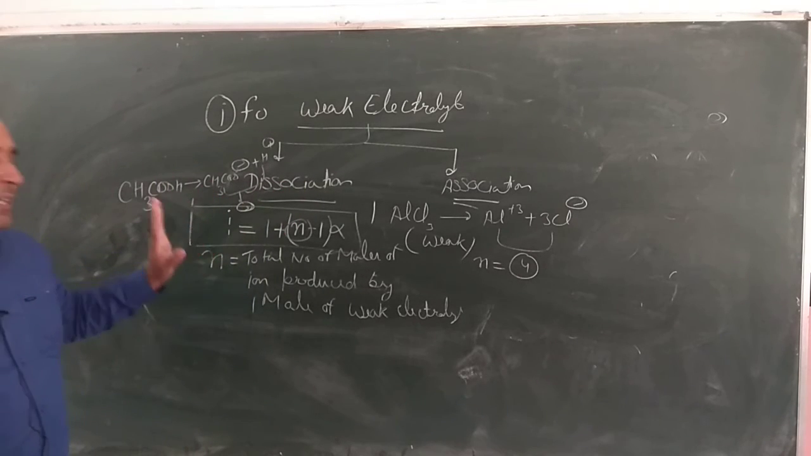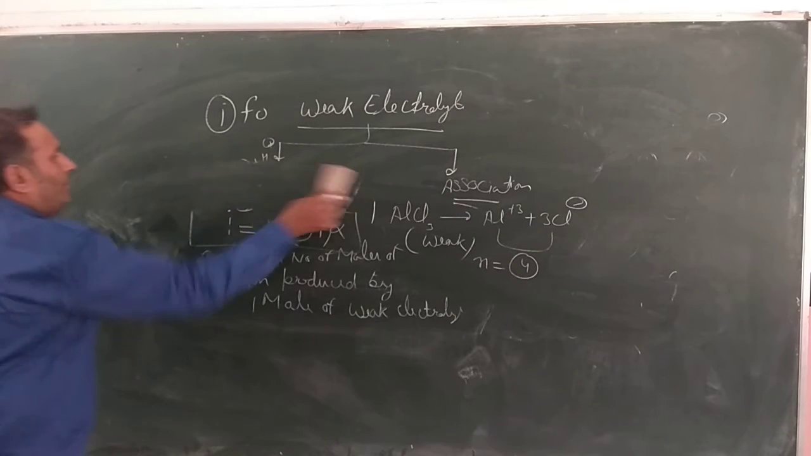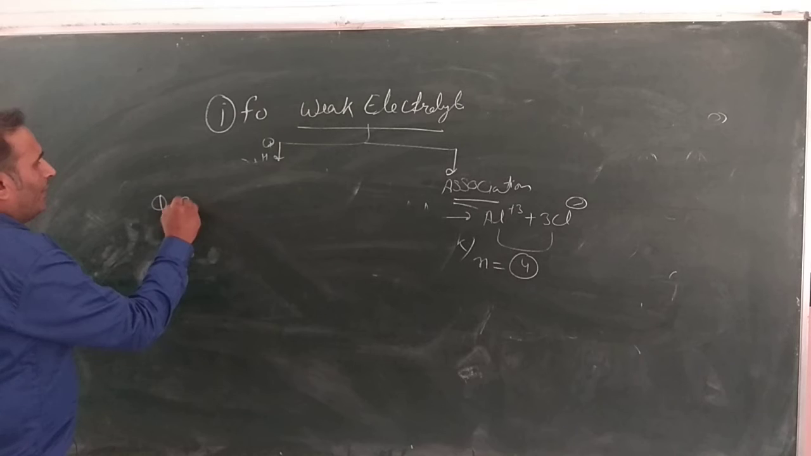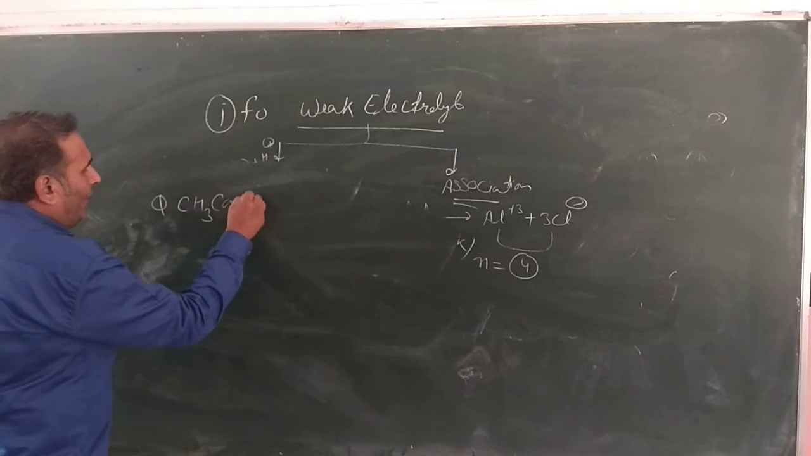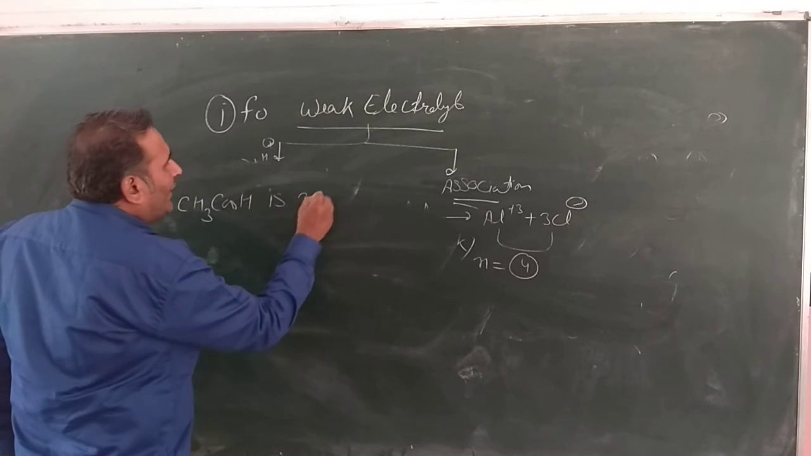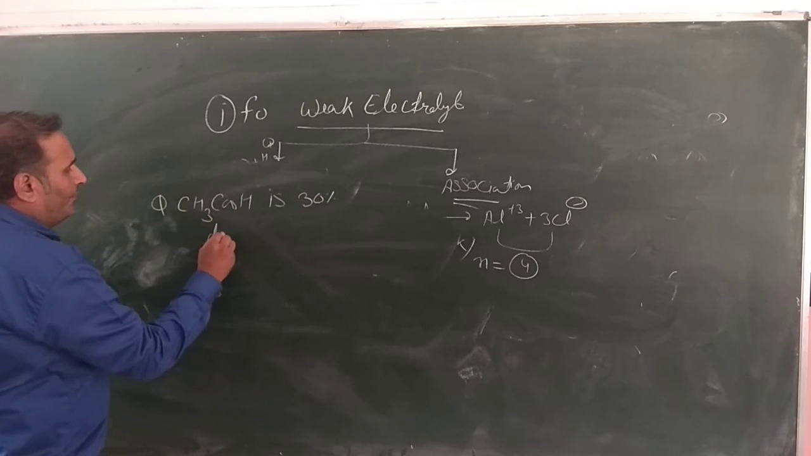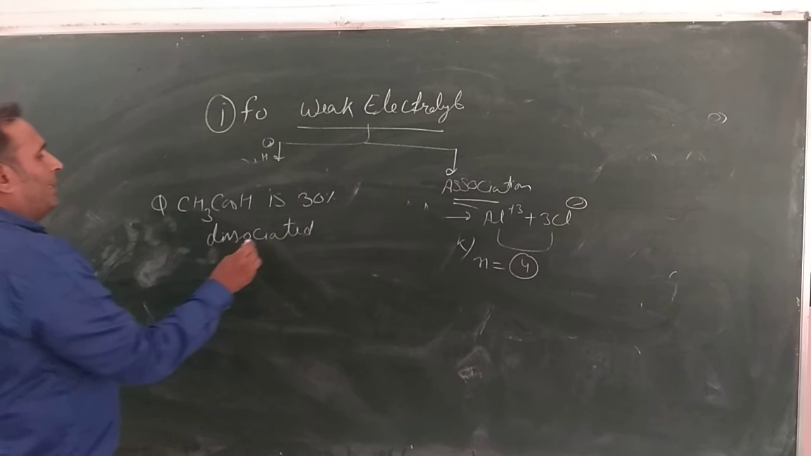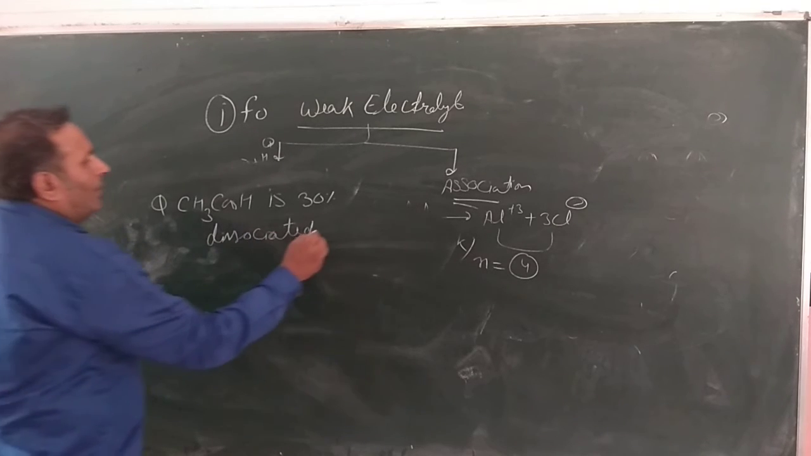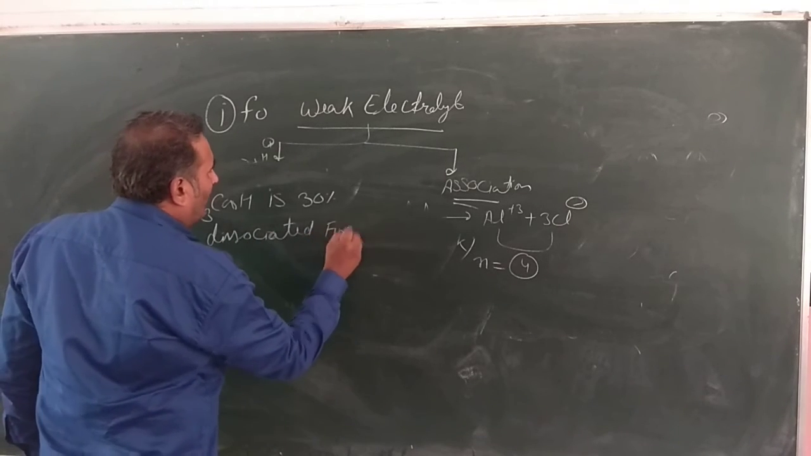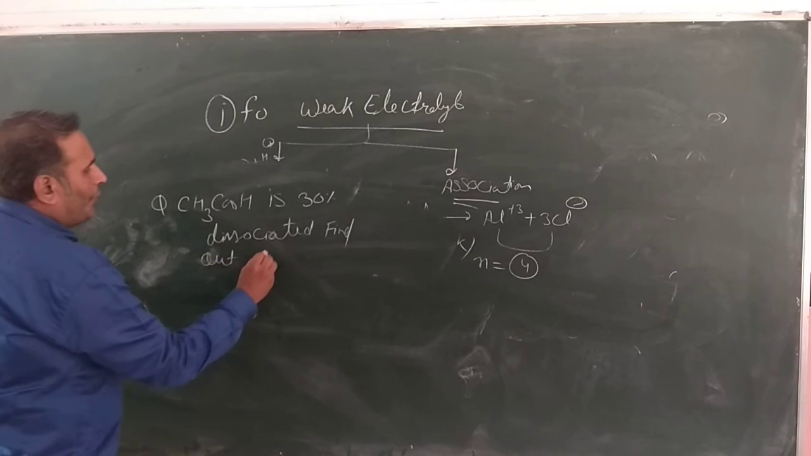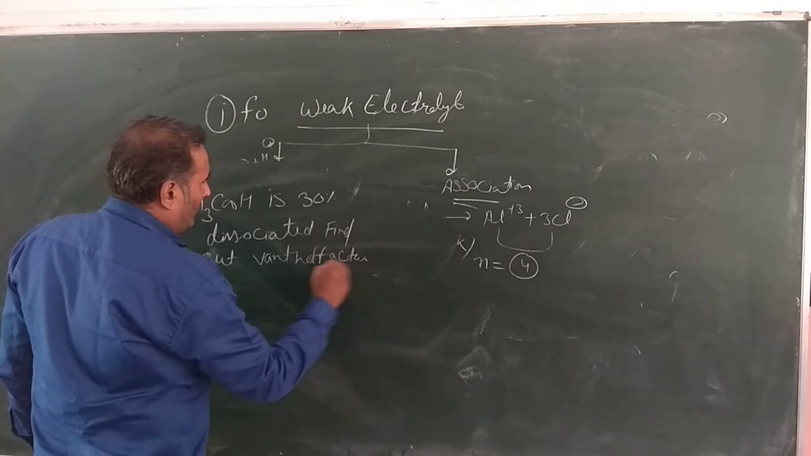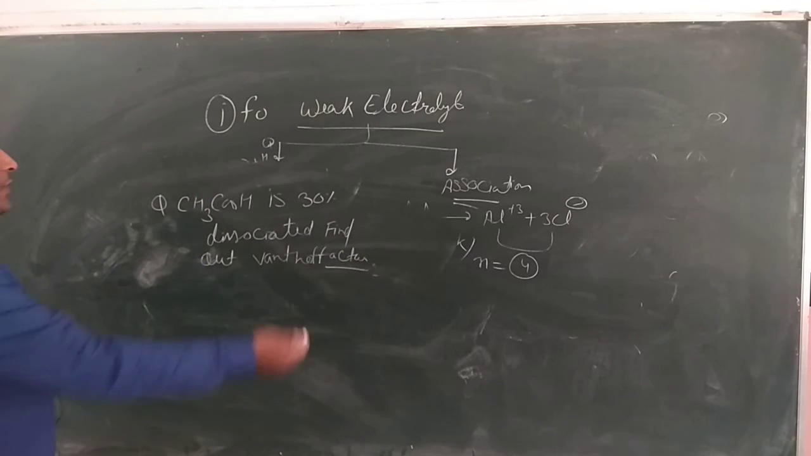Then we can use that formula. For example, if the question is like that: CH3COOH is 30% dissociated. Find out the Van't Hoff factor of CH3COOH.